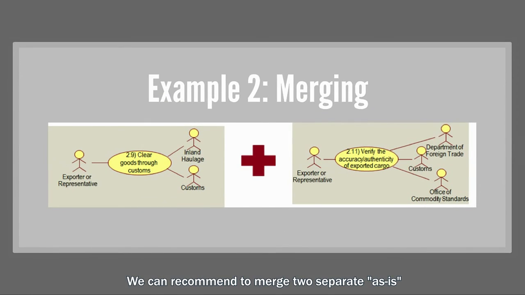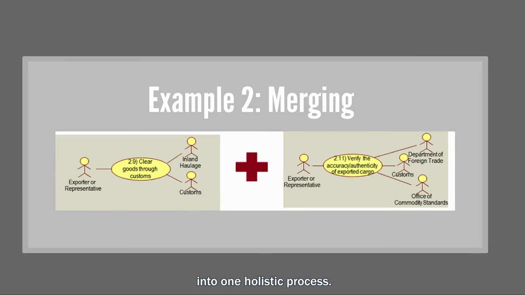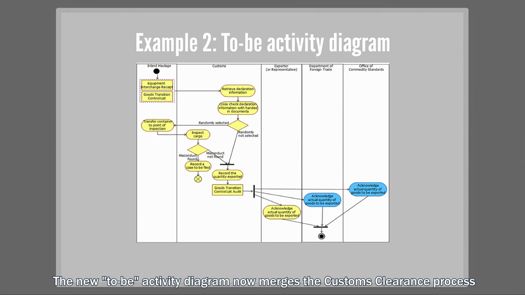We can recommend to merge two separate as-is processes into one process. In this example, it means merging the clear goods through customs process and the verifying the accuracy and authenticity of exported cargo process into one holistic process. The new to-be activity diagram now merges the customs clearance process with the validation process into one holistic process as shown in this figure.